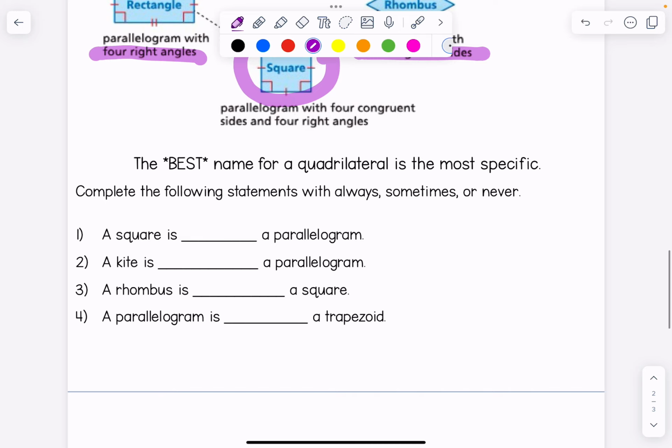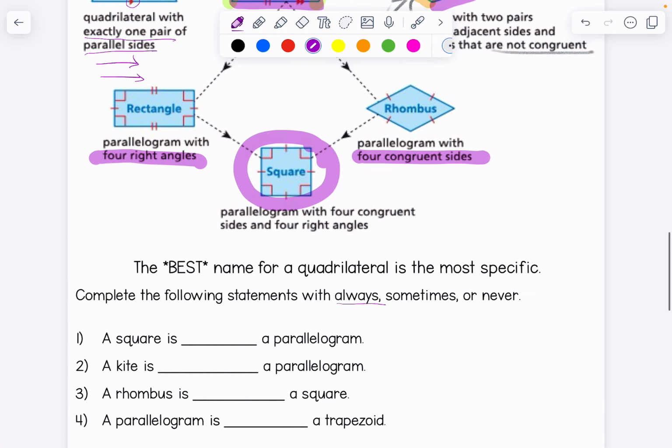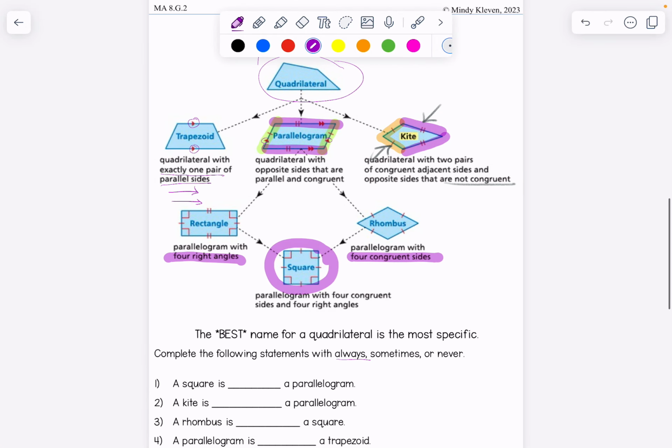So we're going to look at some of these statements really quick and complete these. Here it says a square is blank a parallelogram. We're going to complete these with always, sometimes, or never. So if I look at this chart, a square is blank a parallelogram. Well, a square is under a parallelogram.